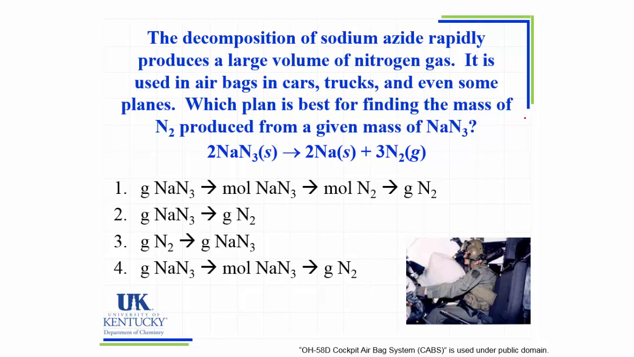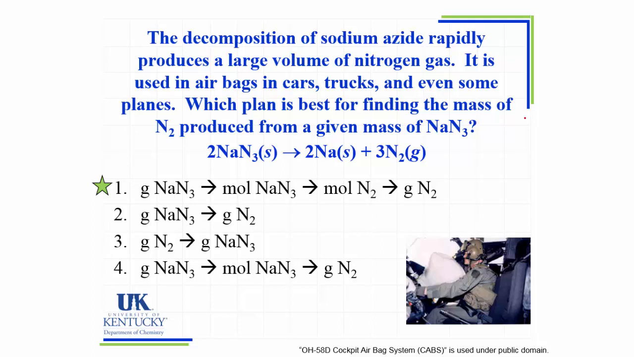Now let's look at an example problem involving the decomposition of sodium azide, which is used in airbags, and it produces a large volume of gas in a very short time frame. Let's look at our plan to figure out how we can get the mass of N2 produced from a given mass of sodium azide, or NaN3.